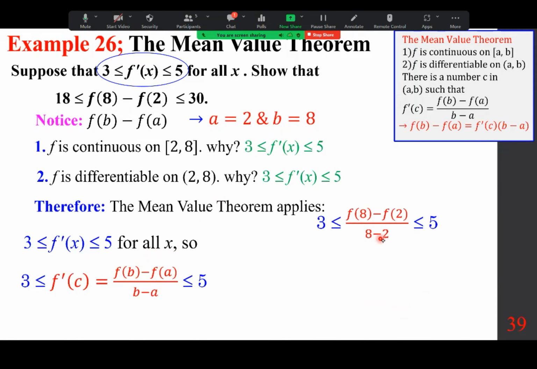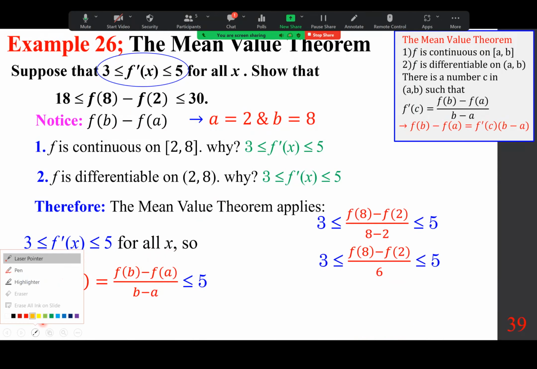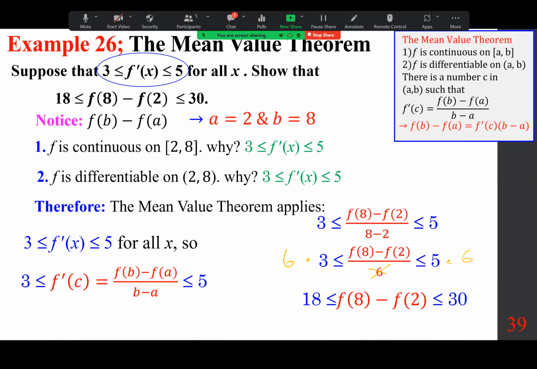Now, 8 minus 2, as you know, is 6. We're going to multiply all sides by positive 6. We can do that. So I get f of 8 minus f of 2 is between 18 and 30, and that's what we wanted to prove. We just proved that, and that's the final answer.